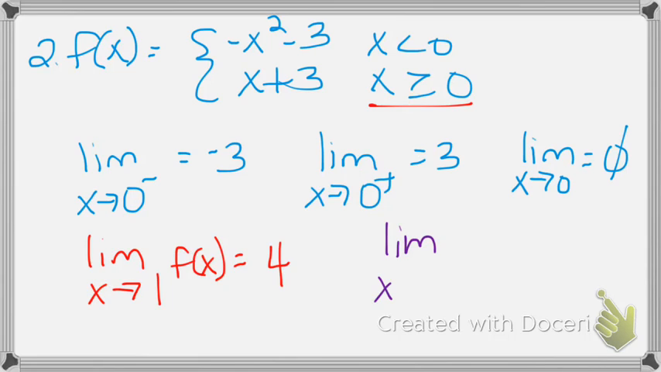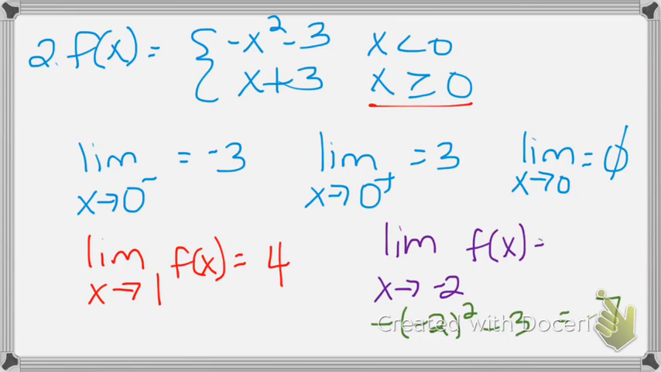What if I had the limit as x approaches negative 2? Do that one. I threw that one in there just so y'all could practice with those negatives. So we have negative 2 squared minus 3. What do you think? Negative 7. Any questions?